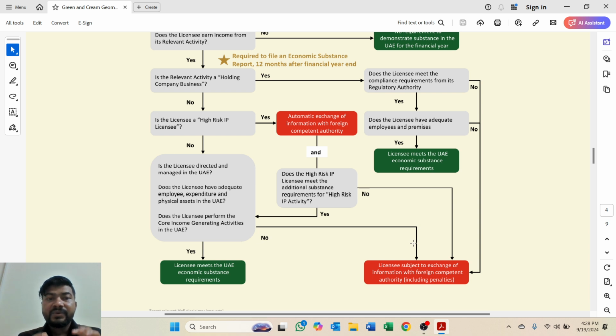We'll analyze whether that licensee is directed, controlled or managed from the UAE or not. Another question will be, does the licensee have the required employees, expenditure and physical assets in the UAE or not? And does the licensee perform core income generating activity in the UAE or not? If the answer to all of them is yes, in that case, they will be deemed to meet the UAE economic substance requirements. Otherwise they are subject to exchange of information with foreign competent authorities, including the fine.